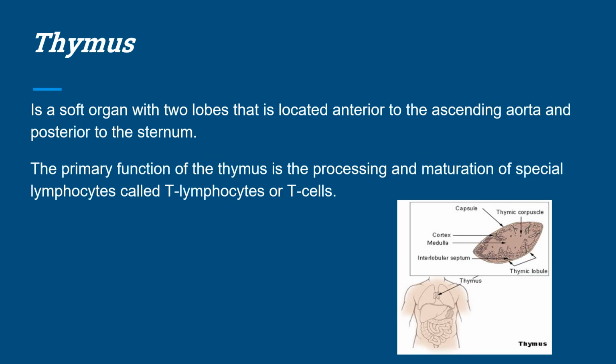Thymus. The thymus is a soft organ with two lobes that is located anterior to the ascending aorta and posterior to the sternum. The primary function of the thymus is the processing and maturation of special lymphocytes called T lymphocytes or T cells.